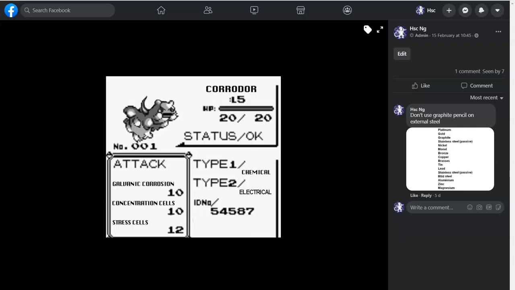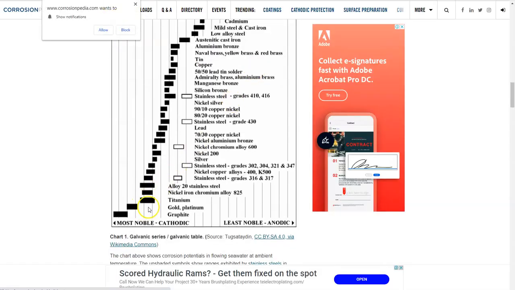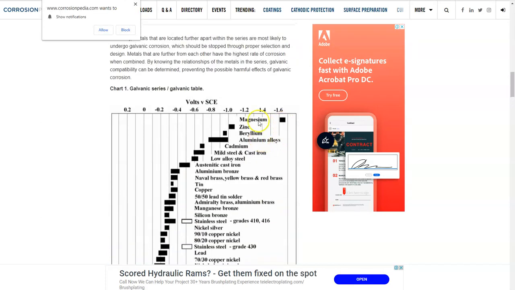Okay, so now that we've got galvanic corrosion, we've got to worry about these terms anode and cathode. So I've said here that gold is going to be the cathode and that zinc is the anode.